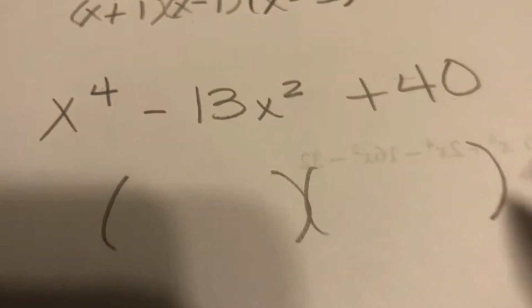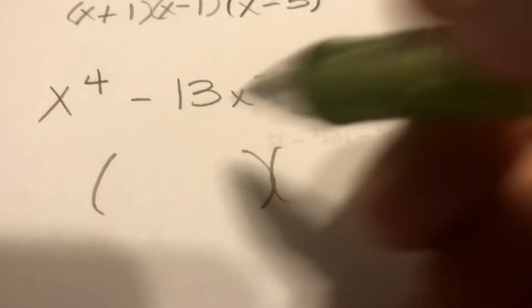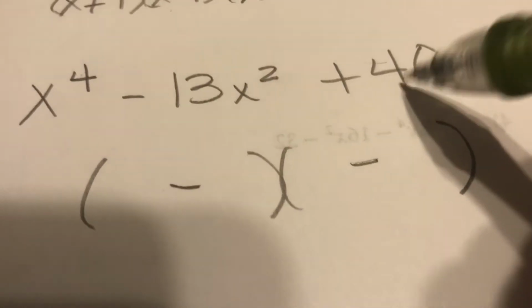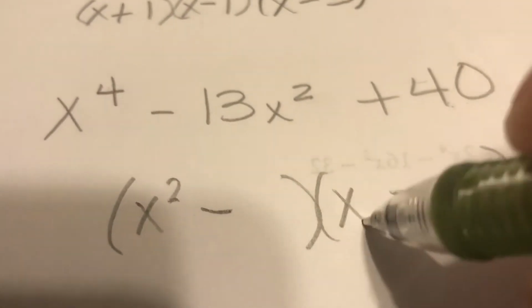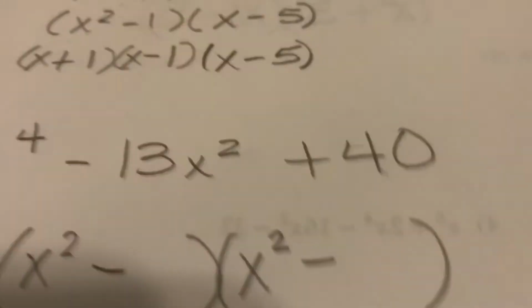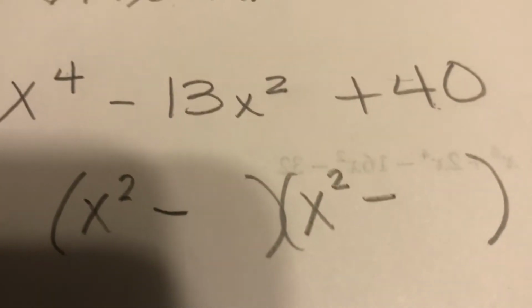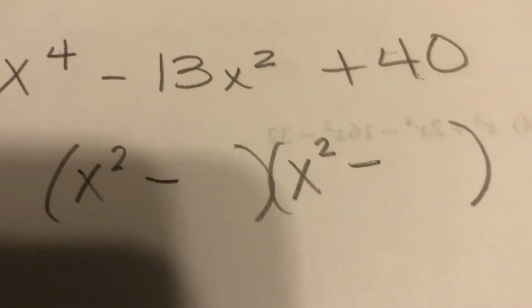So when it's a minus plus, you know that they have to be a negative negative because the last terms have to multiply to make a positive. So I'm going to split that x to the 4th into its square root, which is x squared, x squared. Then I need two factors of 40 that equal 13 when you add them.